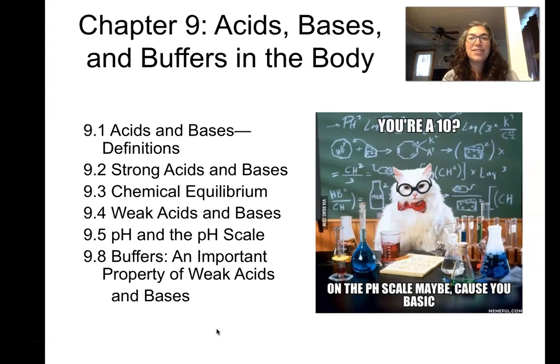This chapter is all about acids and bases and buffers, which are things that help us to balance out acids and bases. In fact, balance is kind of a theme in this chapter.